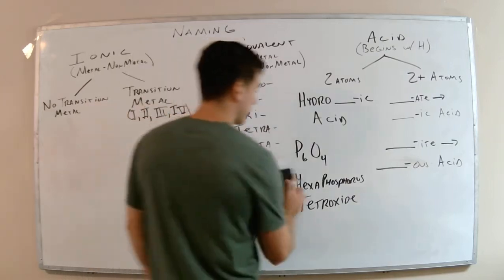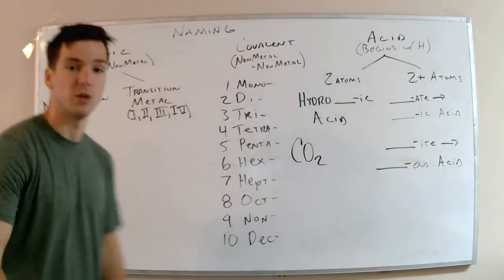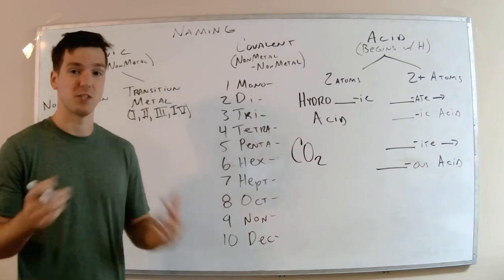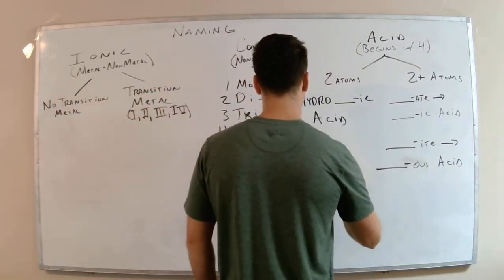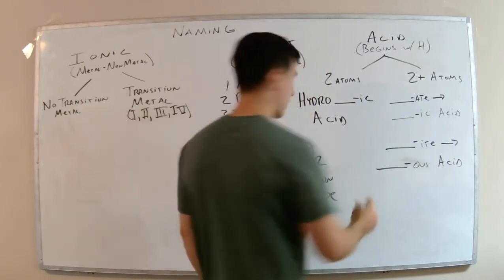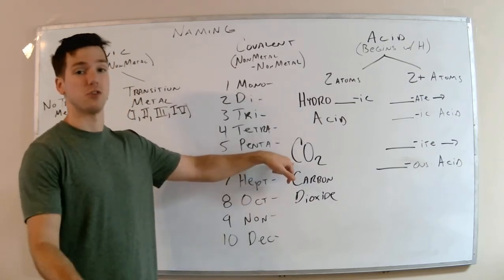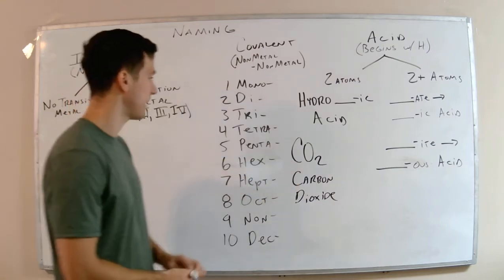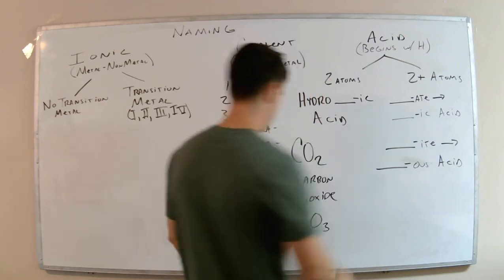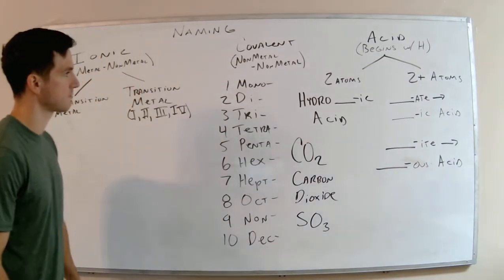One thing about covalent compounds that can be tricky is the common example of CO2. You know CO2 is carbon dioxide. We don't say monocarbon dioxide, we just say carbon dioxide. So if you see a covalent compound and the first element is by itself, you don't have to say mono. It's just assumed, so you just say the element. So carbon dioxide, and say we did SO3, that'd be sulfur trioxide, things of that nature.